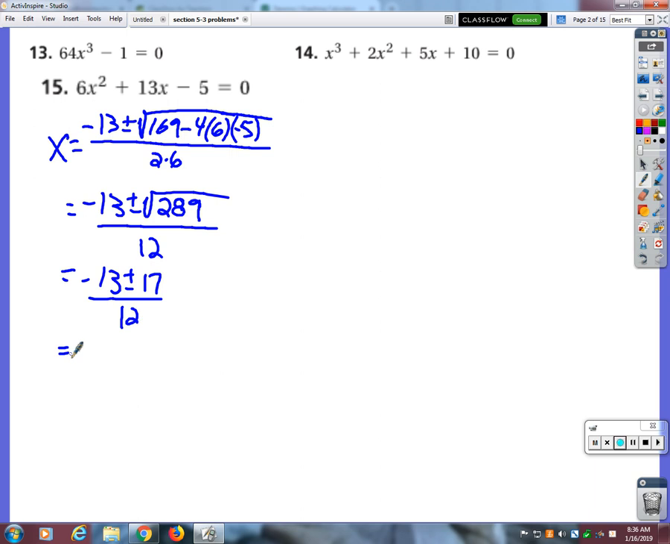If you do negative 13 plus 17, that is 4 divided by 12. Or you could do negative 13 minus 17, which would be negative 30 over 12. Negative 5 halves. Yeah, okay.